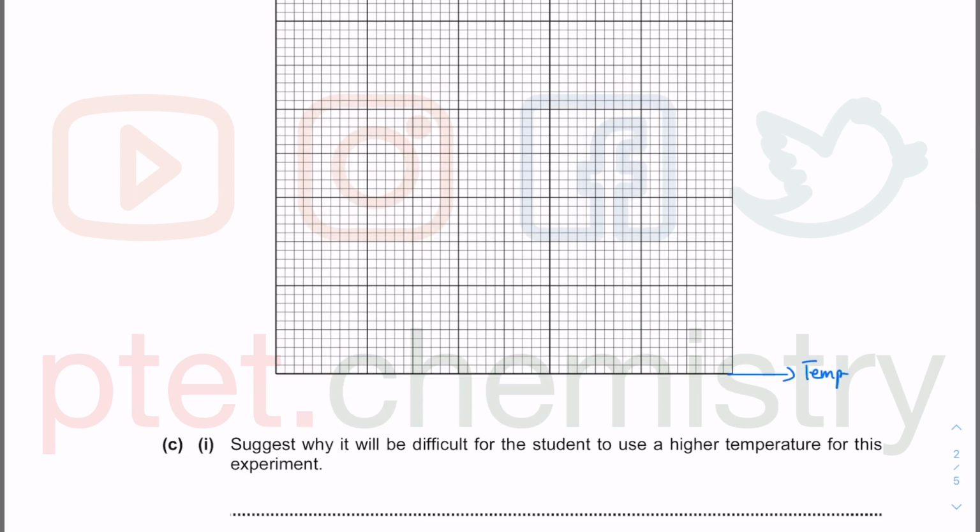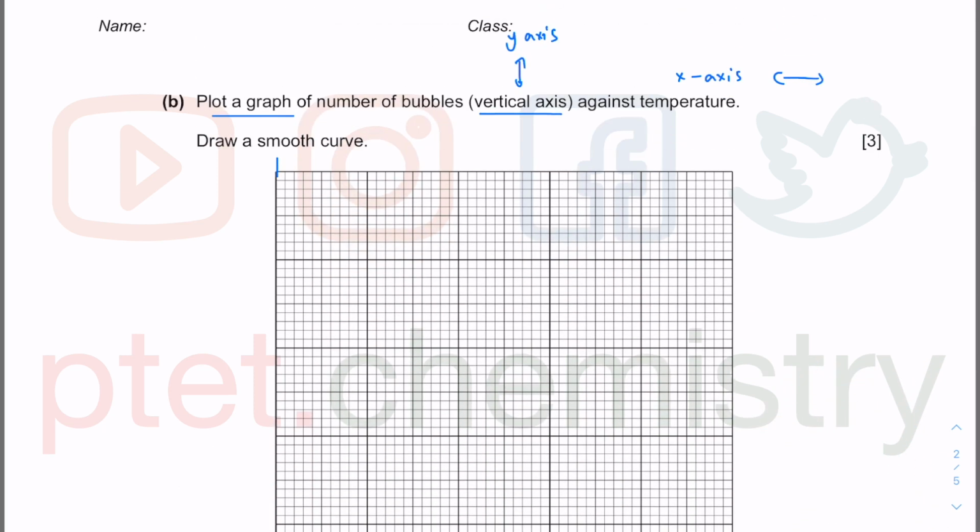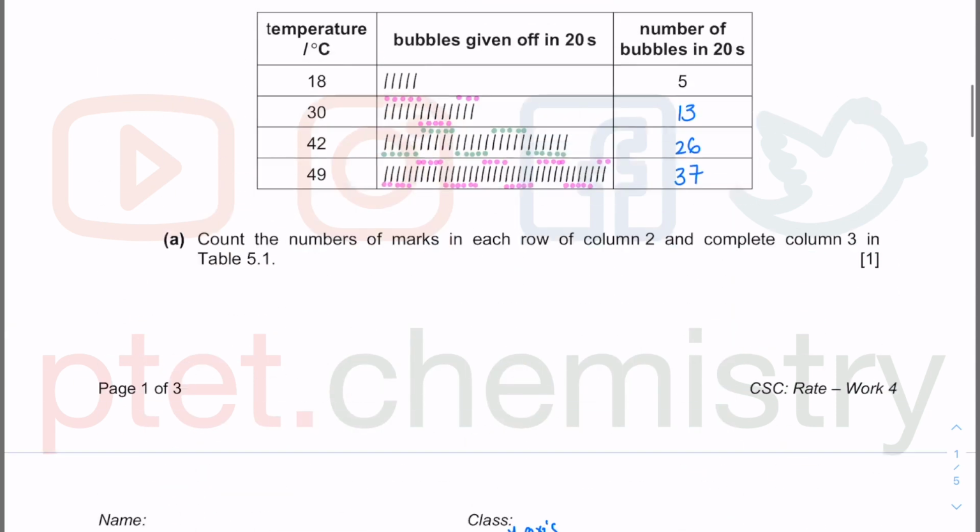Do not forget that after you write in the label, you should have the unit, which is degrees Celsius, because that was from your table earlier. On my y-axis, the vertical axis, this will be the number of bubbles. Essentially, it's the number of bubbles in 20 seconds from the table, but if you write down number of bubbles, that's perfectly fine as well.